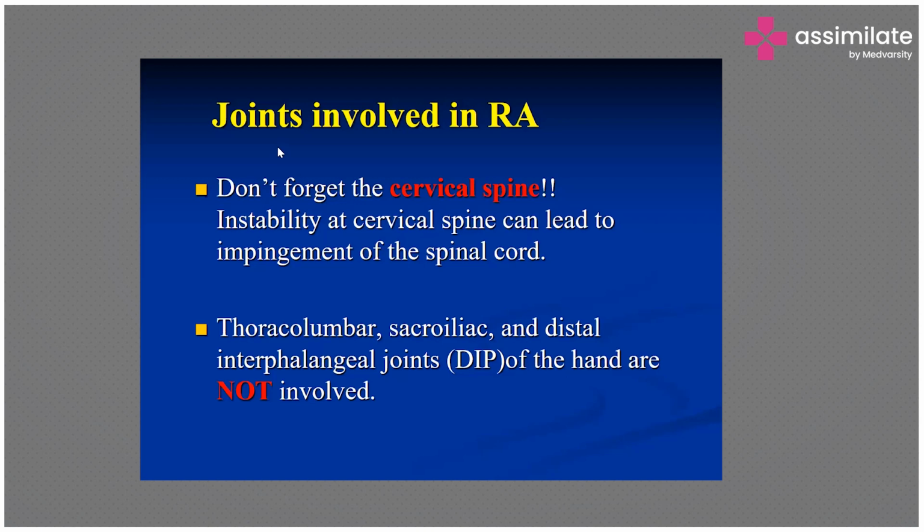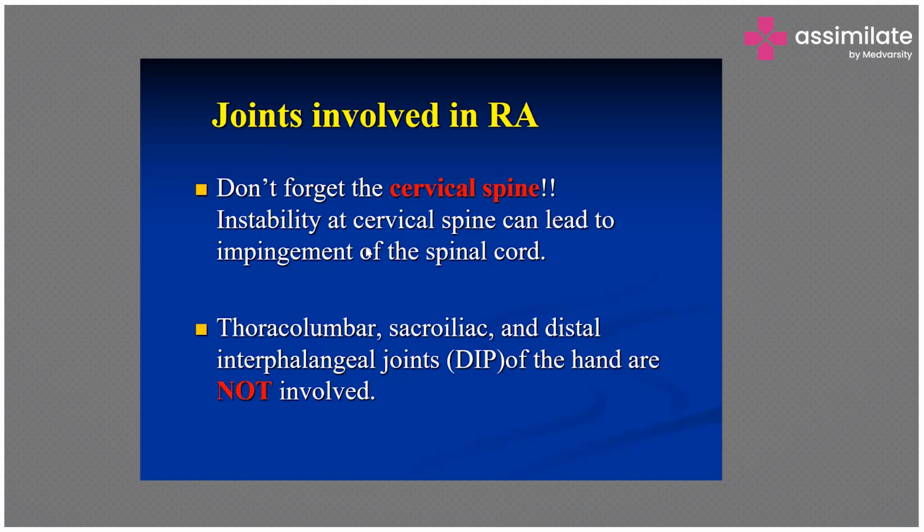At what joint of the cervical spine do you see that the impingement mostly occurs? Anyone? Which joint of the cervical spine is the most affected part? There is a thickening of the tissue at that part. Which joint of the cervical spine? Can anyone tell? Okay, no issues. I'll show you later in the x-ray.